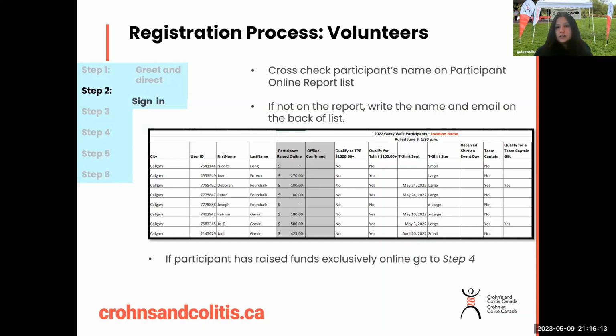And if they're not on that list and they show that they have raised that money and they've registered, you can write their name on the back of the paper with their name and their email so that we know that they did attend. And here on this sheet, you'll see their first name, their last name. You're able to see how much they've raised online, how much they've raised offline, and you'll have these columns where you can see what they are eligible for in terms of our pricing. So you'll see if they qualify as a TPE, they've raised $1,000.